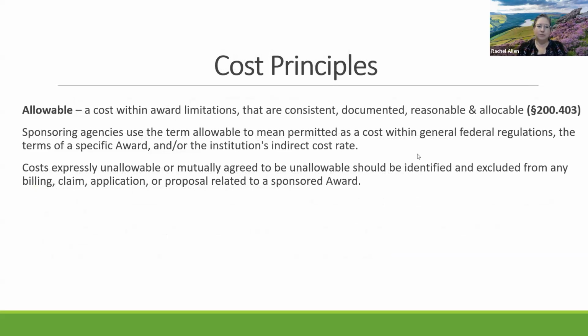And then allowable, a cost within award limitations that are consistent, documented, reasonable, and allocable. And that's in section 200.403. Sponsoring agencies use the term allowable to mean permitted as a cost within general federal regulations, the terms of a specific award, and/or the institution's indirect cost rate. Costs expressly unallowable or mutually agreed to be unallowable should be identified and excluded from any billing, claim, application, or proposal related to a sponsored award.